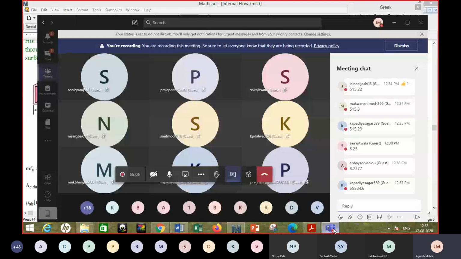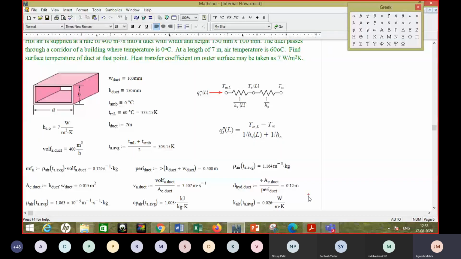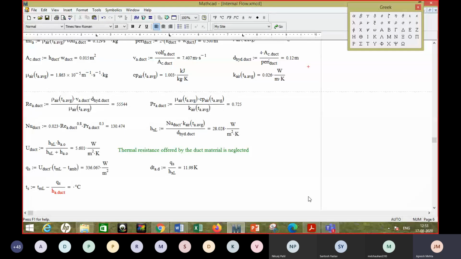Yeah, so Sagar is getting 55534, and so is Sairaj, right? So it is turbulent flow. Okay, so let's see whether it is somewhere around 55,000. Yes, it is around 55,000. Okay, and then the Prandtl number is also to be found. So that is mu Cp by K, right?